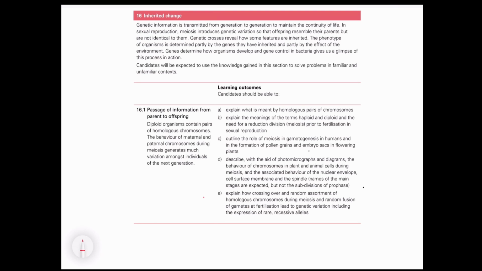For this video, I'm going to cover topic 16, inherited change, and I'm going to focus on a bit of the process of meiosis, but my main thing is to show the difference between mitosis and meiosis, because I know that a lot of students can just memorize the whole process of meiosis, but they couldn't understand why the process of meiosis is going to result in reduction division, where the chromosome numbers actually reduce from 2n to n. So I'm going to help you to clarify the doubt.